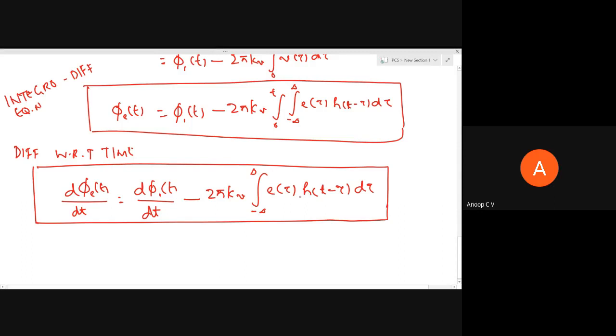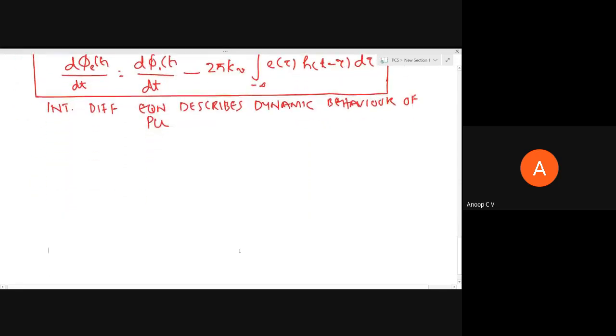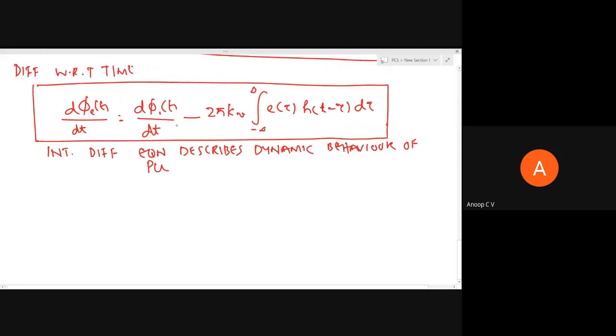Yes, sir. So this is the integro-differential equation which describes the dynamic behavior of the phase lock loop, the PLL. Initially what we have seen is just a mathematical model of PLL. Now with this equation, we can try and implement this integro-differential equation.